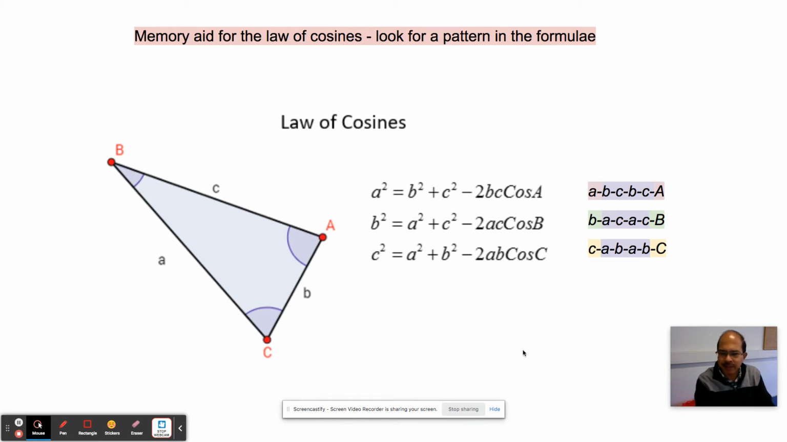So let's look for that pattern. The first formula reads a squared equals b squared plus c squared minus 2bc cos a. The pattern seems to be you have an a, bc, then repeat bc, and a at the end. Similarly, when you write it in terms of b squared, the formula begins with b, then you have ac, ac, and b at the end. Similarly, c, ab, ab, c. So these three formulae are simply rotations of A, B, C with the pattern that you can see here.